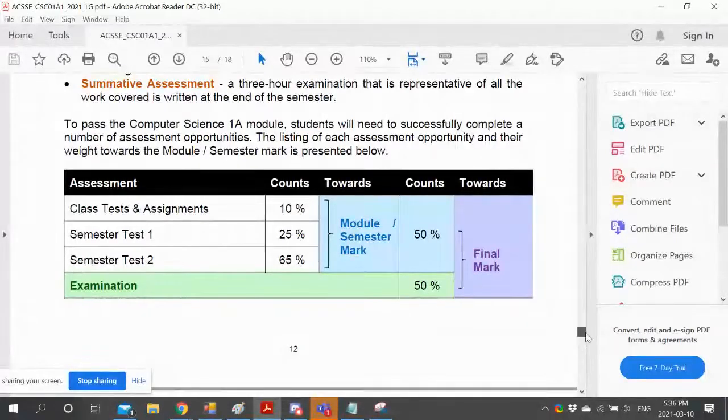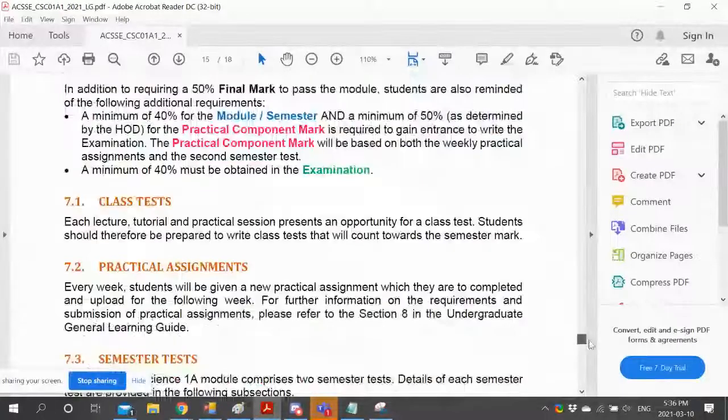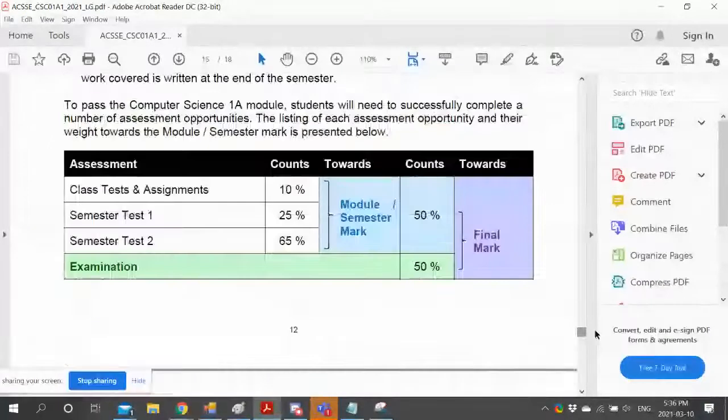And those will determine your practical component mark, which will be used to determine whether you get into the exam. So there's two conditions that let you into the exam. One is the threshold for 40% for the practical component mark. The other one is 50% for your actual semester mark. So they both have to be true to get you into the exam.